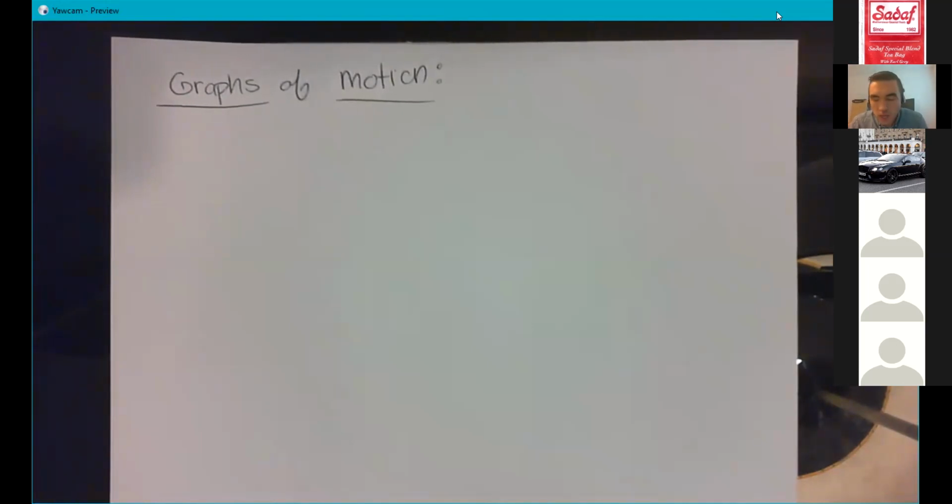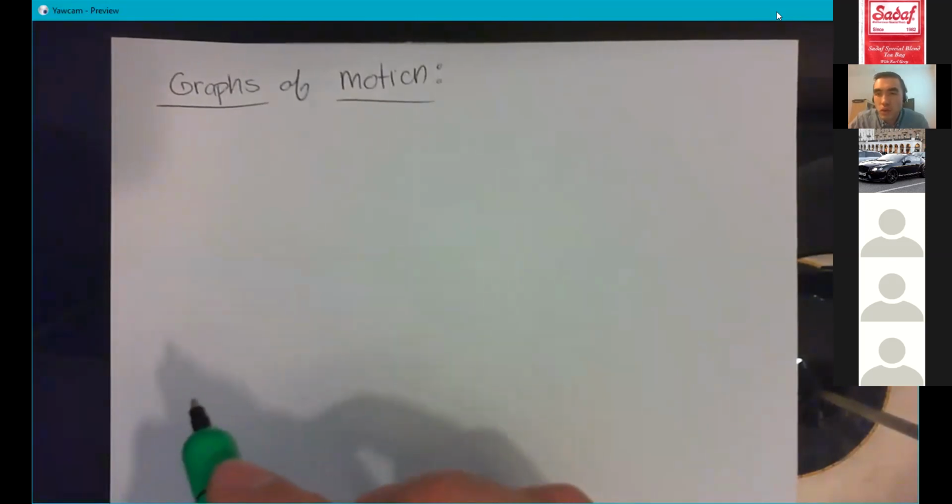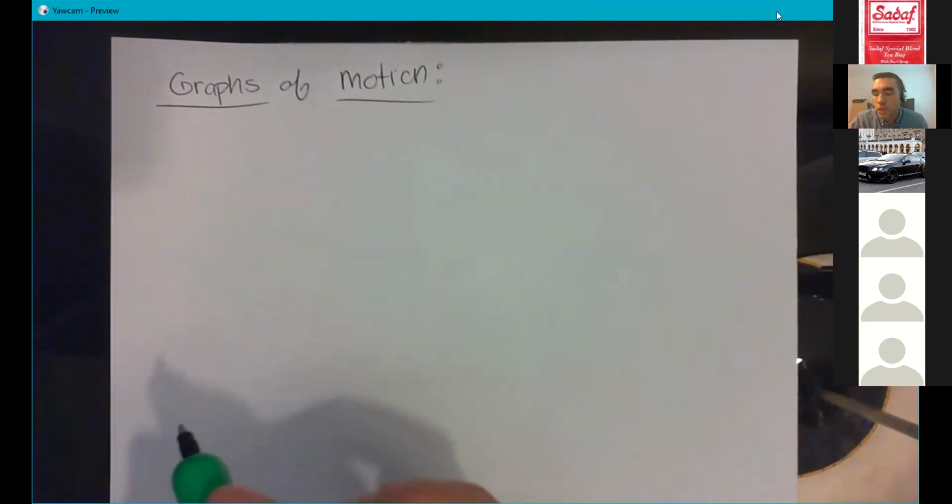That's mostly because if you have force graphed over position, the area underneath that graph would tell you how much work is being done. Don't worry about getting that into your head right now. We will come back to that when we do our review day on energies. However, when it comes to graphs of motion for kinematics, here's what you want to look for. We want to be able to interpret different graphs of motion and relate them to one another. Here's how I'm going to break this down.